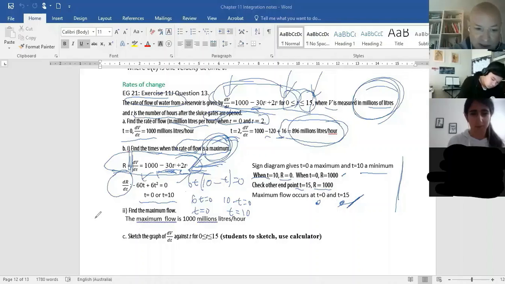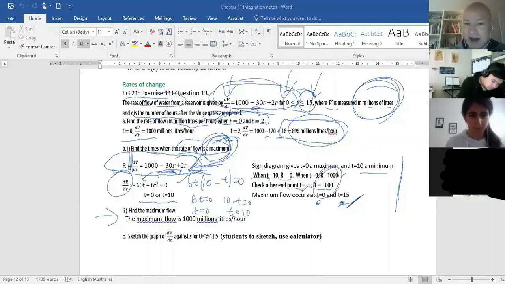Part 2, which is right here, says find the maximum flow. Well, we've already found it. It's there, 1,000 million litres per hour. We had to find it anyway to make sure that it was a maximum. So there it is, 1,000 million litres per hour.